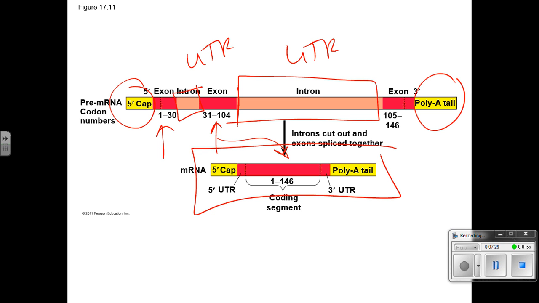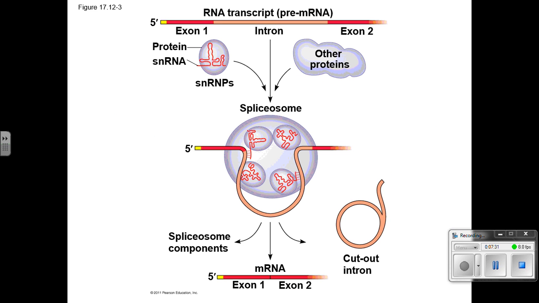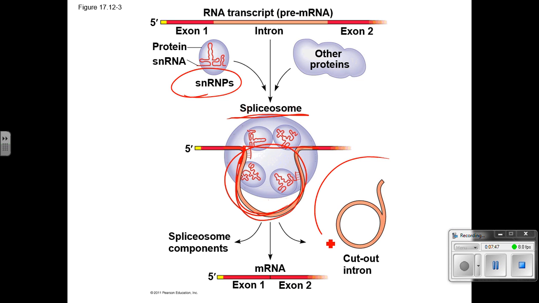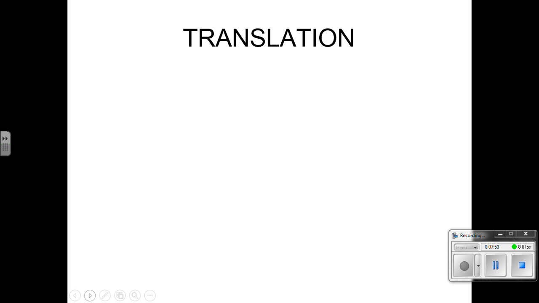And how does that happen? We use snRNPs and other proteins. These are just proteins that help. They form something called a spliceosome, and that will create this little tail here and basically slice it out. And there's the cut out introns. And then exons are put back together. All right, so that is transcription. We've got a mature mRNA.